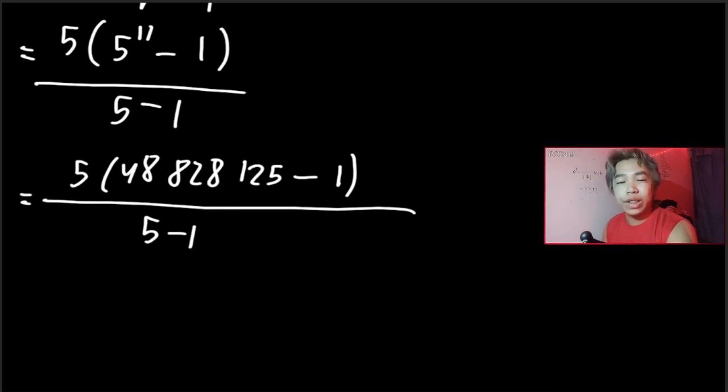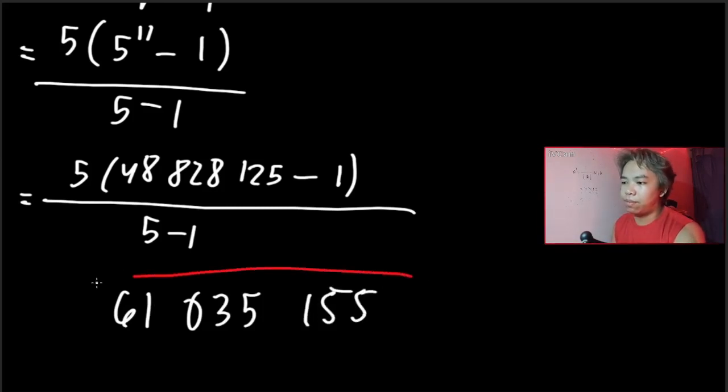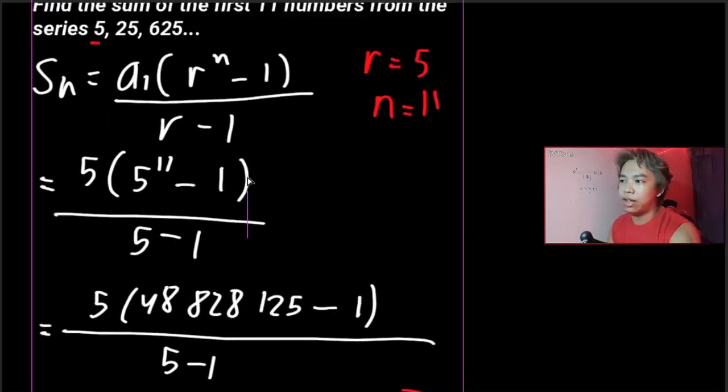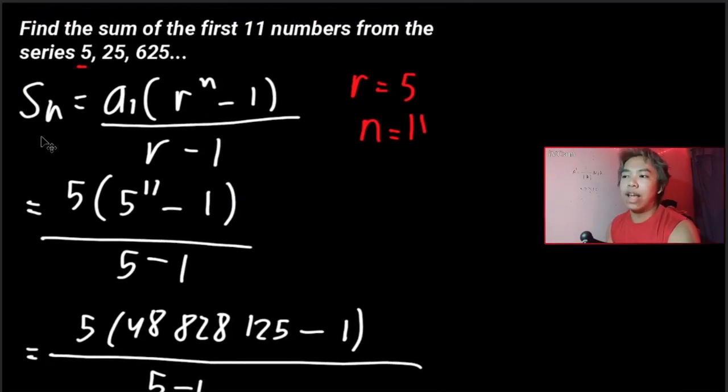Okay? Which is, i-divide nyo pa sa 4. So, i-divide ko na sa 4 sa calculate. 61,035,155. So, 61,035,155. Ito yung sagot. Okay, so yun lang kadali. Sinunod ko lang yung formula sa calcu. Hindi nyo lang nakita. Pero, ayan, sundan nyo lang yung formula na to kung may calcu kayo. Tas, ayan, masosolve nyo na.